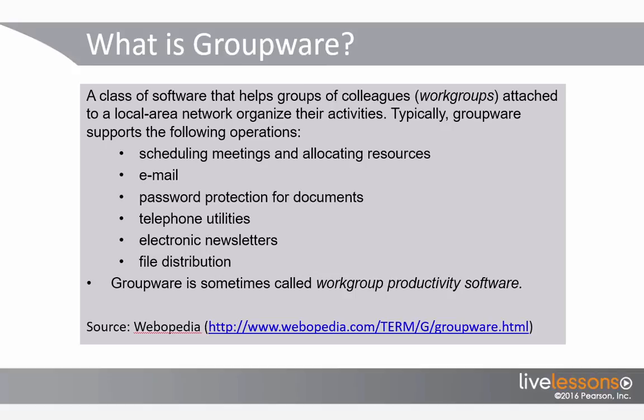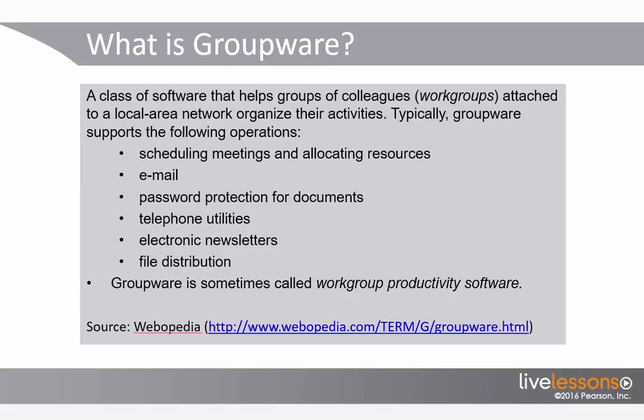Webopedia defines groupware as a class of software that helps groups of colleagues, or work groups, attached to a local area network to organize their activities. Simple enough. They go on to say that typically groupware supports the following operations: scheduling meetings and allocating resources, email, password protection for documents, telephone utilities, electronic newsletters, and file distribution. And that groupware is sometimes called workgroup productivity software.